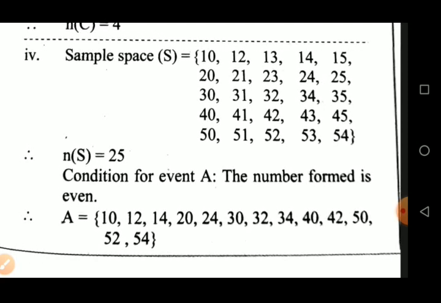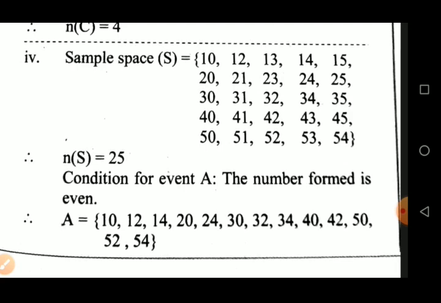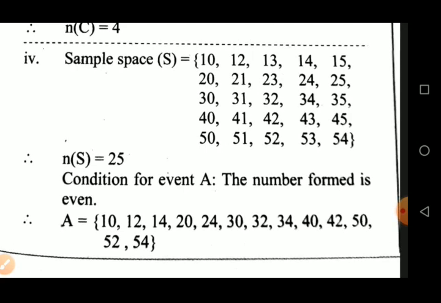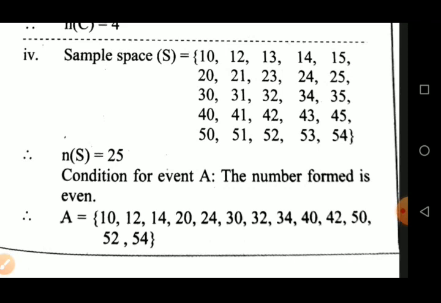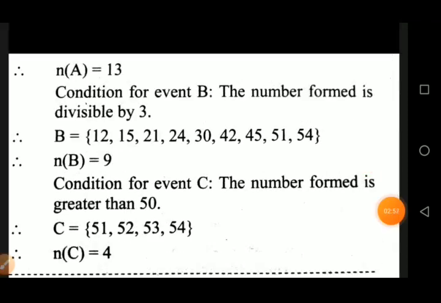Condition for event A, the number formed is even. Now collect the even numbers from the sample space. A is equal to, in curly bracket, 10, 12, 14, 20, 24, 30, 32, 34, 40, 42, 50, 52, 54. All these are even numbers, and these are 13. Therefore, number of A is equal to 13.